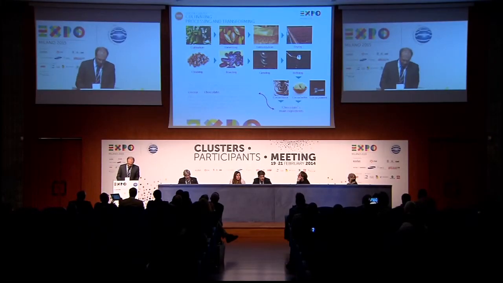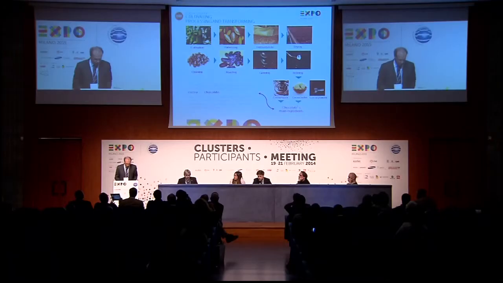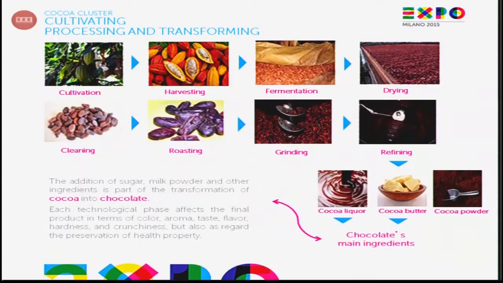Here beans are cleaned, roasted, and ground. Reactions happening in these phases are fundamental for the determination of the product's main characteristic, the food of gods. After grinding and refining, the so-called cocoa liquor is produced, which is processed into two components, cocoa solids and cocoa butter, the two most important ingredients for the production of chocolate.